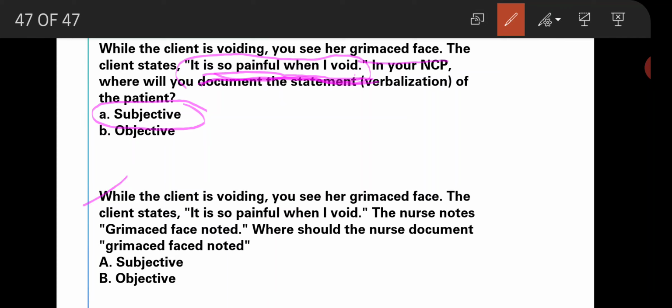Next, while the client is voiding, it's the same statement. The client states that it is so painful when I void. Okay, so the nurse notes grimace face noted, because the nurse sees the client making a grimace face. So, where will you put grimace face? Would it be subjective or objective? Yes, it is objective because the nurse observed the client making a grimace face.